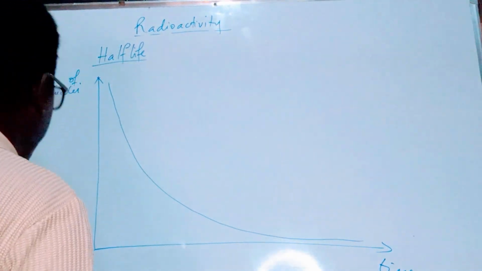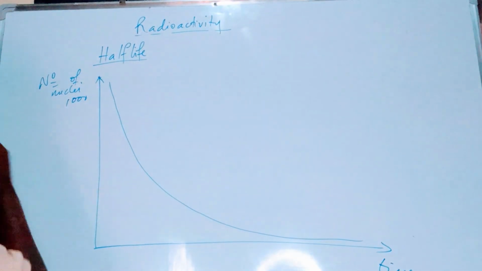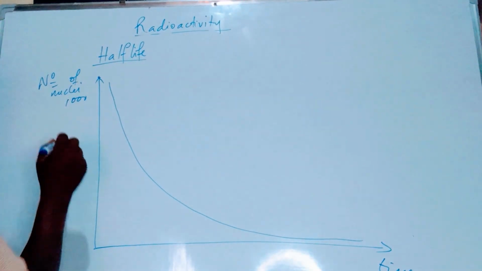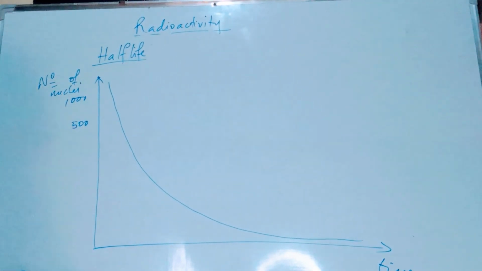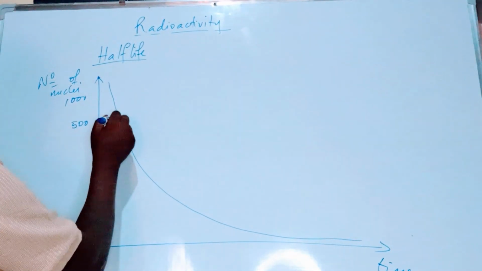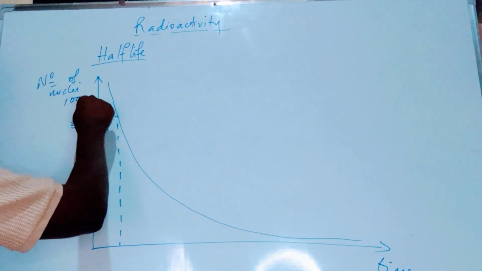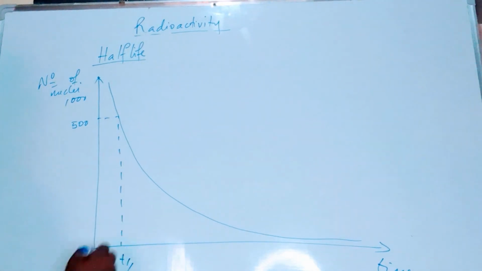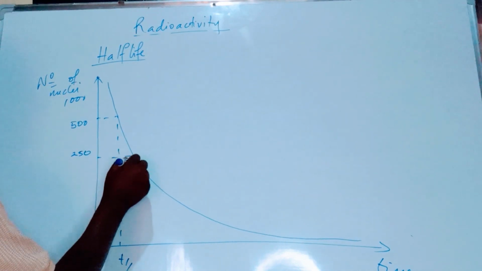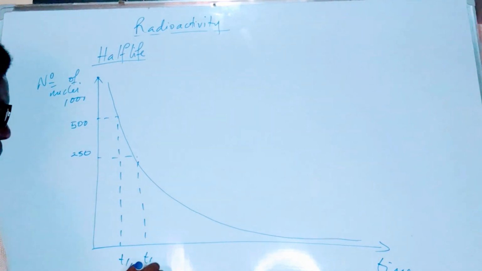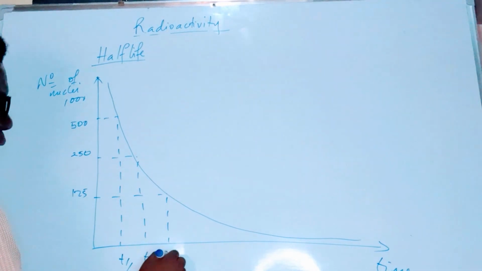And we want to explain what is half-life graphically. So we are saying initially in the sample we had 1000 nuclei. Then after one half-life, they will have reduced to 500. So the time that has elapsed when it changes from 1000 to 500 is what we call T half. And when it gets to 250, it's also T half, the time that has elapsed. 125, we also have T half.